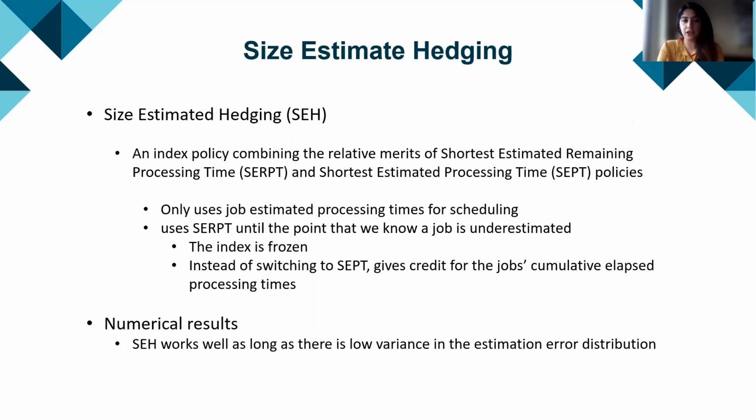It uses SERPT until the point that we know a job is underestimated. At that point, the index of the job is frozen, but instead of switching to SEPT, we give credit for the job's cumulative elapsed processing times. We also provide numerical results and show that SEH works well as long as there is no variance in the estimation error distribution. Thank you.